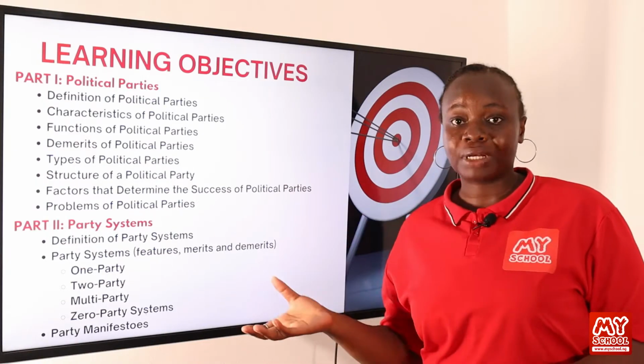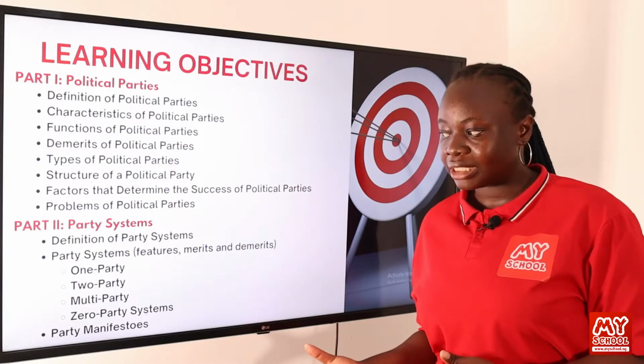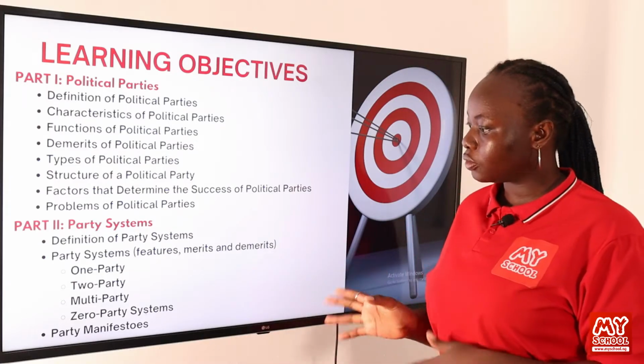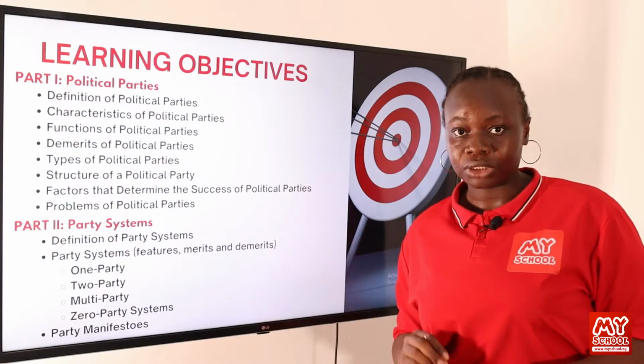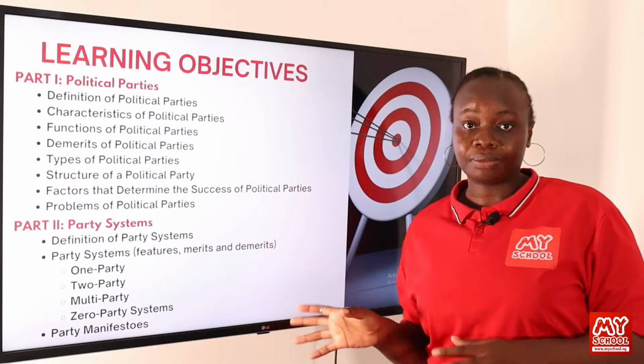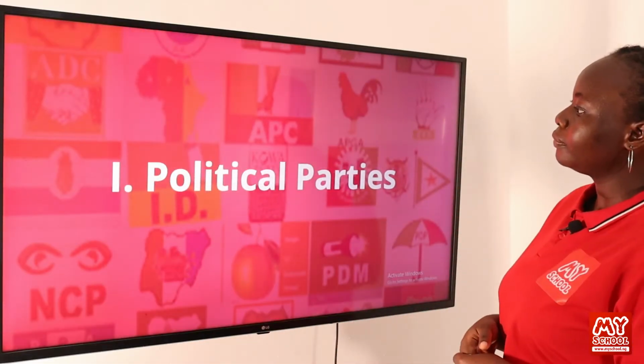Then we're going to move on to party systems. We're going to look at its definition, the various party systems along with their features, merits, and demerits. We're going to look at one-party, two-party, multi-party, and zero-party systems. And then we're going to look at the concept of party manifestos. So let's begin with the definition of political parties.